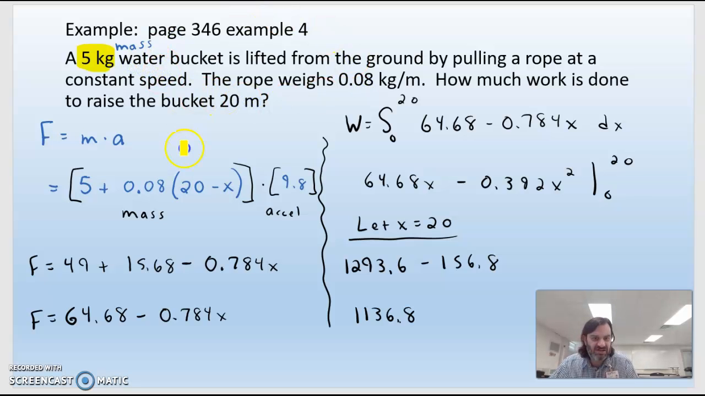Now we're talking about work, and this was in terms of kilograms and meters. When we got over here, we had mass times acceleration, so this thing, once we calculated the force, was in newtons. So newtons times meters will give us joules. So 1,136.8 joules. All right.